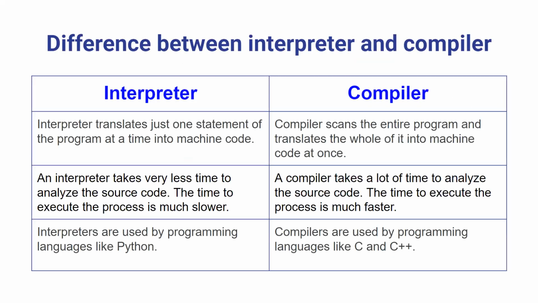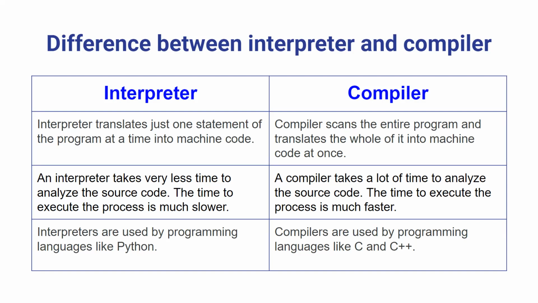An interpreter translates just one statement of the program at a time into machine code. But a compiler scans the whole program and translates the whole of it into machine code at once. An interpreter takes very little time to analyze the source code, but the time to execute the process is much slower. A compiler takes a very long time to analyze the source code, but the time to execute the process is much faster than the interpreter.